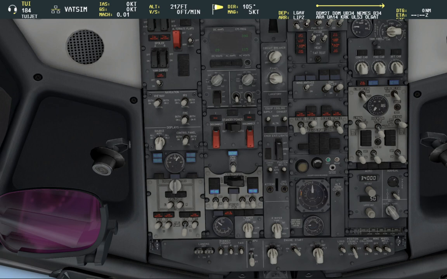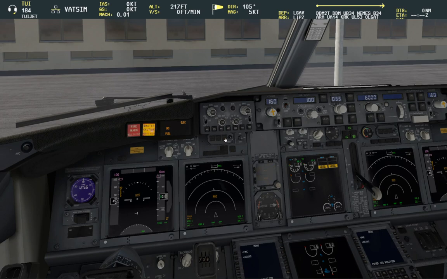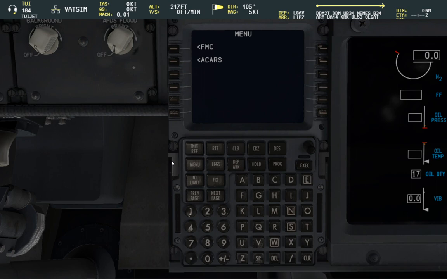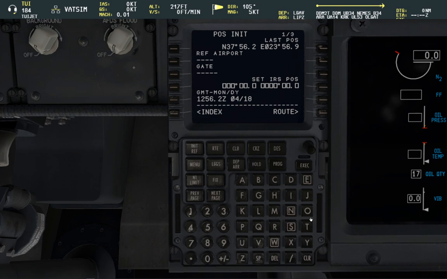Window heat, electric pumps, chime, nav lights on, yaw damper is on, auto brake RTO, still fueling, and then position LGAV.